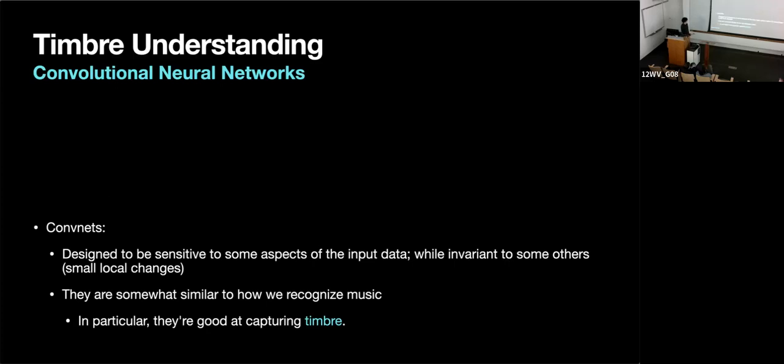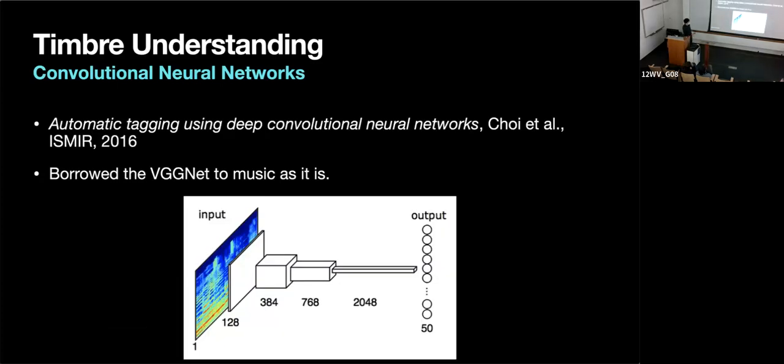Instead, I think we should see it this way: Convnets are designed to be sensitive to some aspects. I'm not going to be comprehensive here, but Convnets are designed to be sensitive to something, while insensitive or invariant to others. And when we work on music analysis, especially classification or recognition tasks like genre, mood, instrument, or similarity, the properties of Convnets mean we can totally use them. These properties are totally suitable for the model we want when it comes to music analysis. That is why Convnets are so popular in music tagging and classification problems.